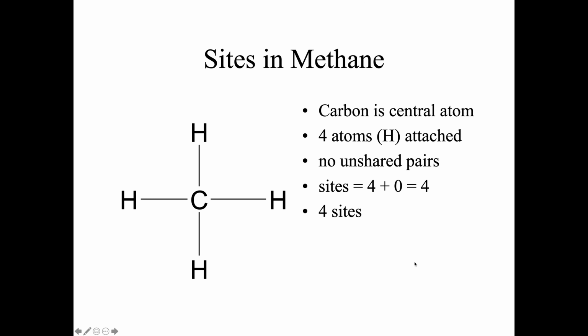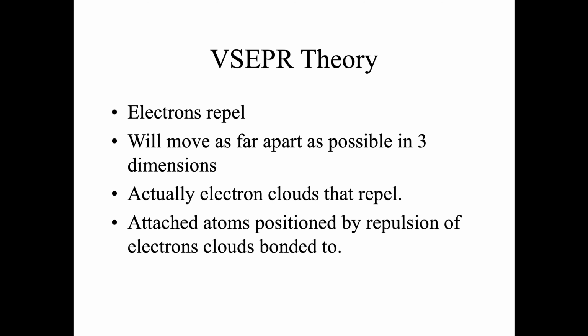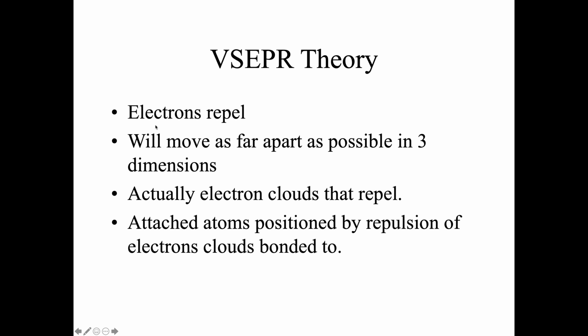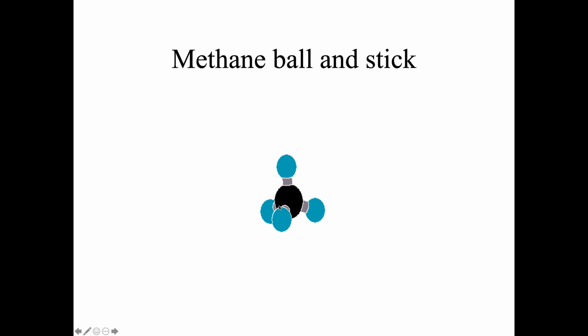So how do we determine how these 4 sites arrange themselves in 3 dimensions? This is called VSEPR Theory. In case you're wondering what it stands for, it's valence shell electron pair repulsion. The bottom line is electrons repel. And remember, the atoms are held on by these electrons, so these are what's repelling. The atoms are going to go wherever the electrons go, so they'll move as far apart as possible. So for methane, you could get 4 pencils and try to hold them in the middle and try to hold them the same distance. And if you did, this is the shape that you would get.